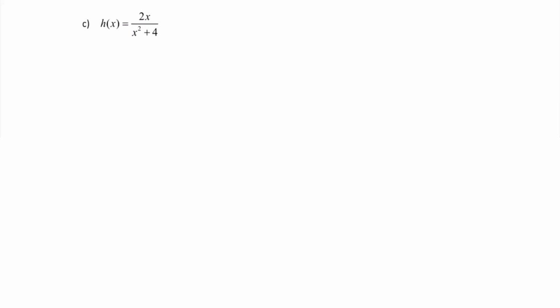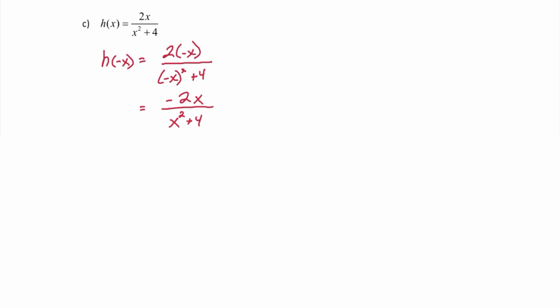In our final example, again, we're looking for symmetry. To do that, replace x with negative x. 2 times negative x divided by negative x squared plus 4. Simplifying this, we get negative 2x over x squared plus 4.